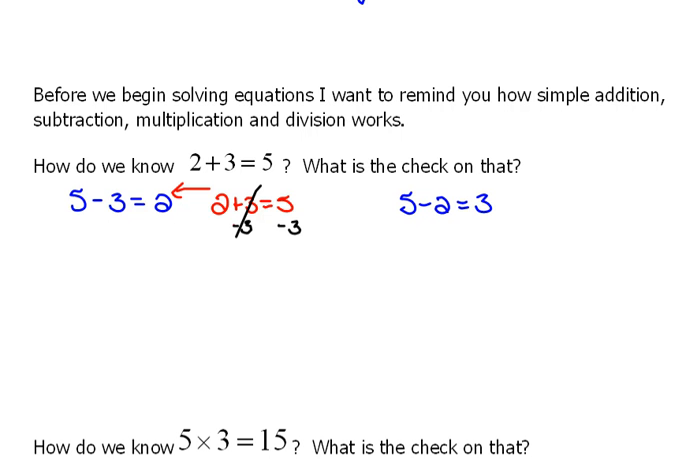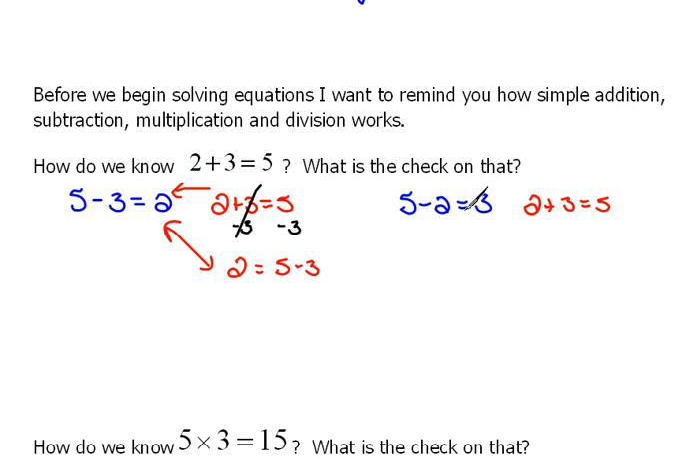Look what I have now. I have on the left-hand side of the equal sign a 2, and then plus 3 minus 3 is 0, so that's nothing, equals, over here I have 5 minus 3. Isn't that the exact same thing that we just talked about? Absolutely.